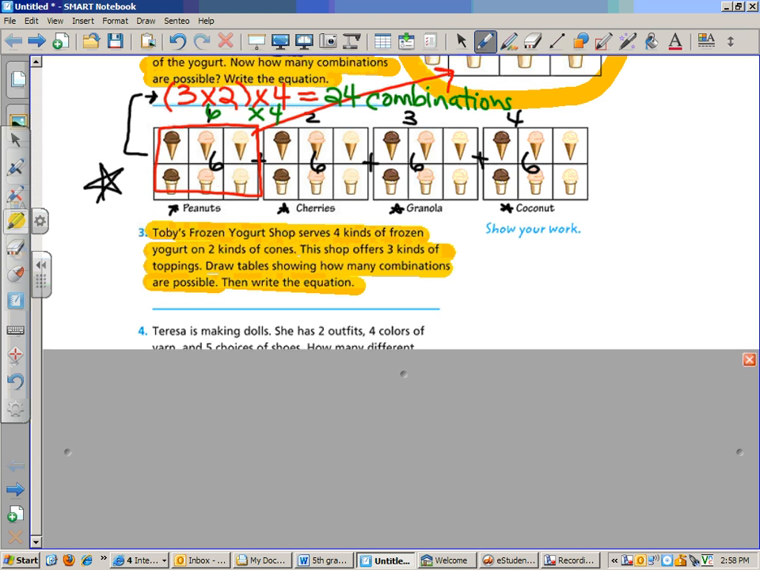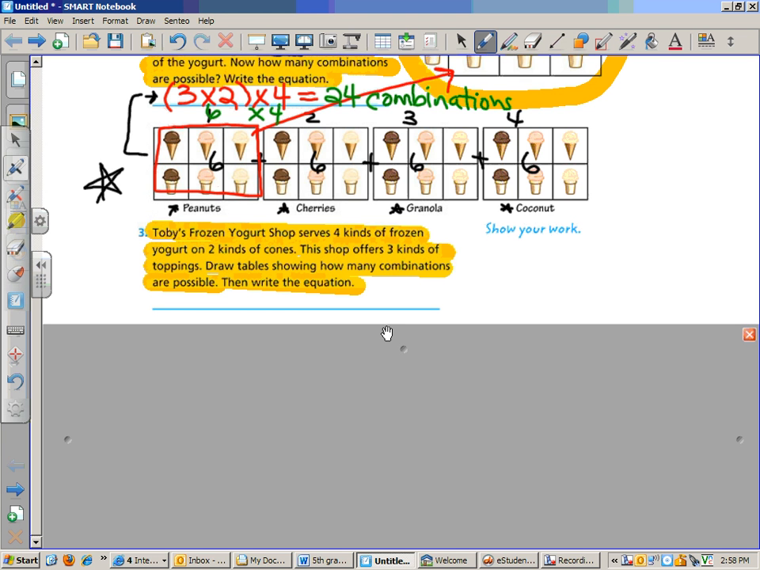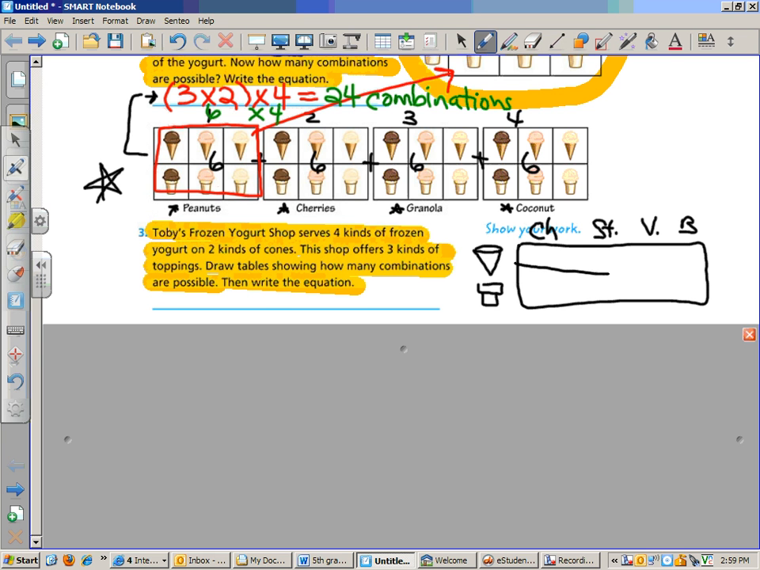But just doing exactly what we just saw up here, a situation where you have your different cones. So you have 2 types of cones, and then you have your 4 different types of yogurt. So maybe you have chocolate, strawberry, vanilla, I don't know, maybe butterscotch. And building your table and seeing within your table those combinations. So we see we have 8 different combinations. And then we're going to add 3 different types of toppings like we did up here. So now we're going to have 3 tables that look like this.